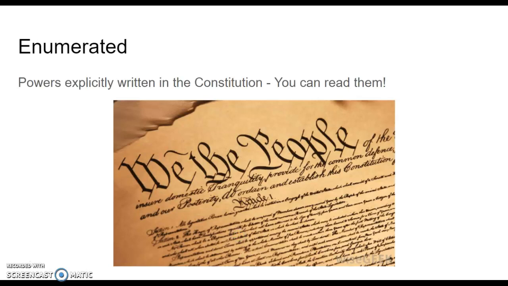Enumerated powers are powers that are explicitly written in the Constitution. These are things that were written by the framers and that we understand just by reading. An example of this is in Article 1, it says that Congress has the power to declare war.